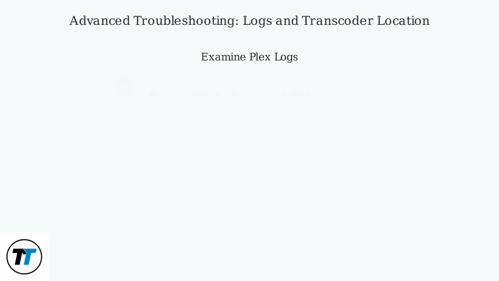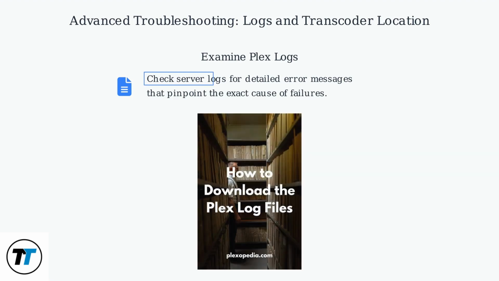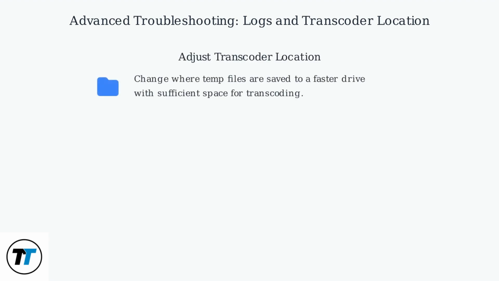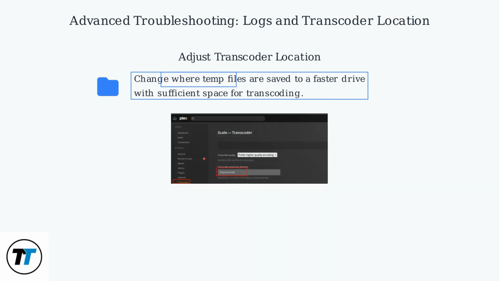For advanced troubleshooting, start by examining the Plex media server logs. These detailed error messages can pinpoint the exact cause of the playback session failure. You can also adjust the transcoder settings to save temporary files to a faster drive. Ensure the selected location has enough space for the transcoding process.